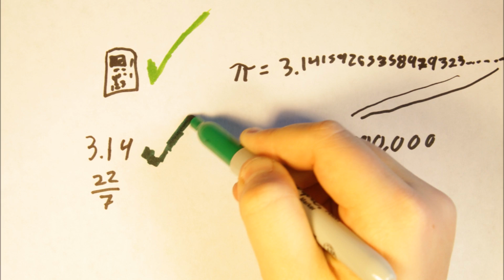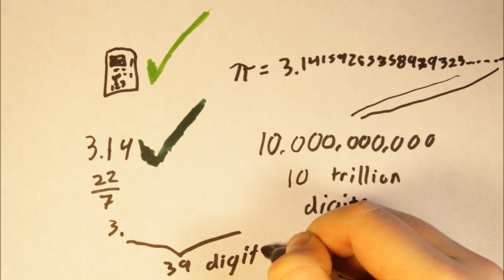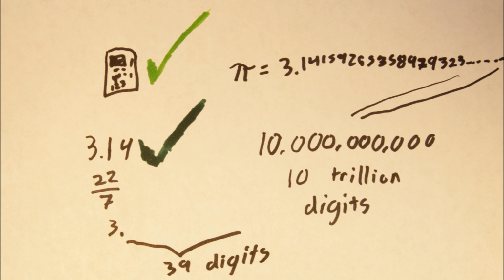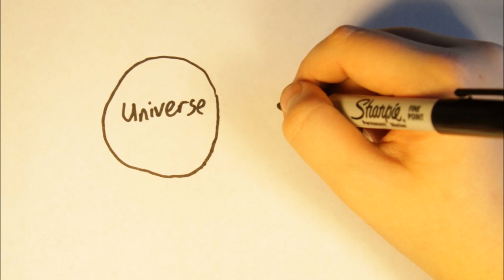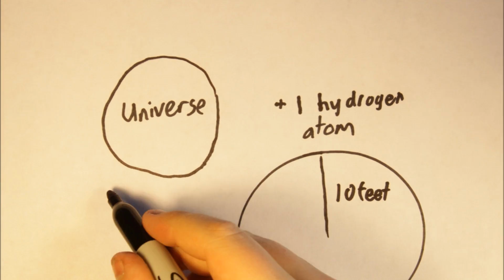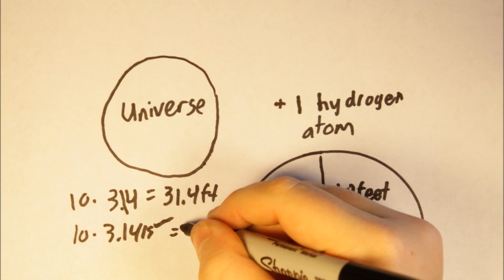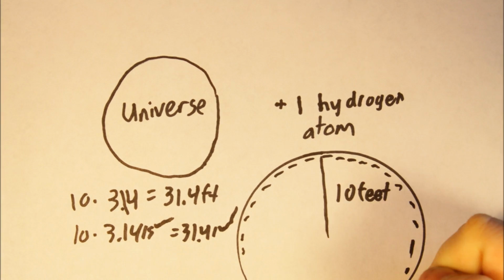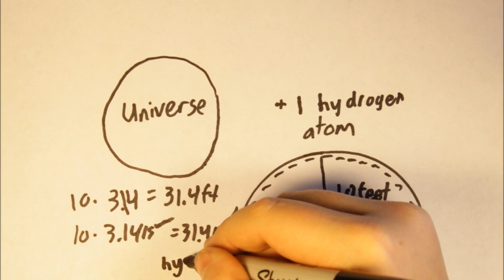You don't need to go learning all 10 trillion digits. 3.14 or 22 over 7 are great approximations. In fact, we only need to know pi to 39 digits. This is because the largest thing in our universe, the universe that we can see, can be approximated within one hydrogen atom of its actual circumference using pi to 39 digits.